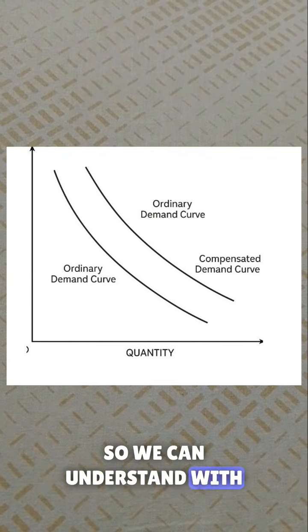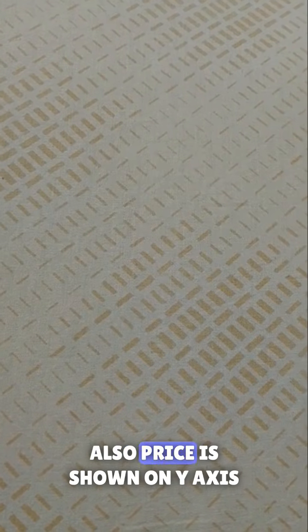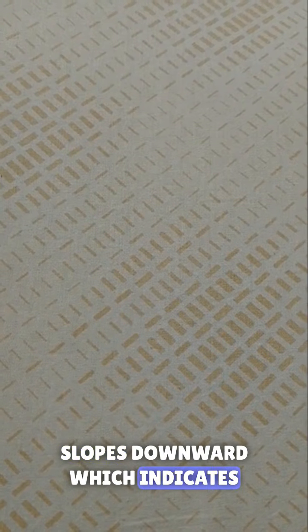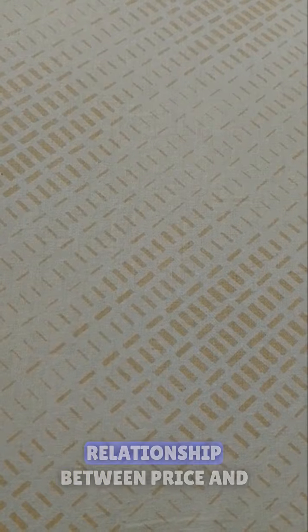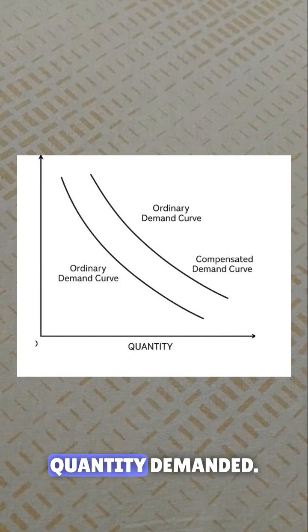So we can understand with a graph also. Price is shown on the y-axis, quantity on the x-axis. The curve slopes downward, which indicates that there is an inverse relationship between price and quantity demanded.